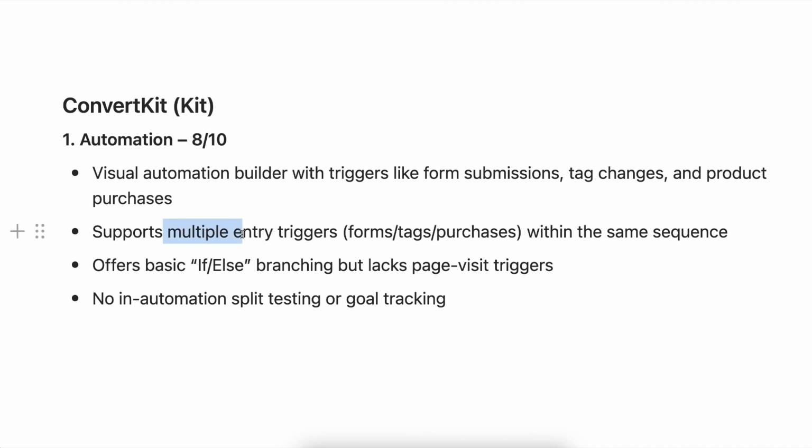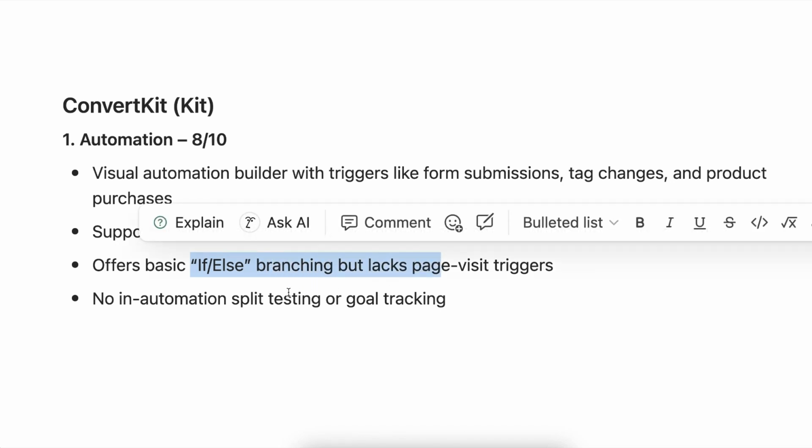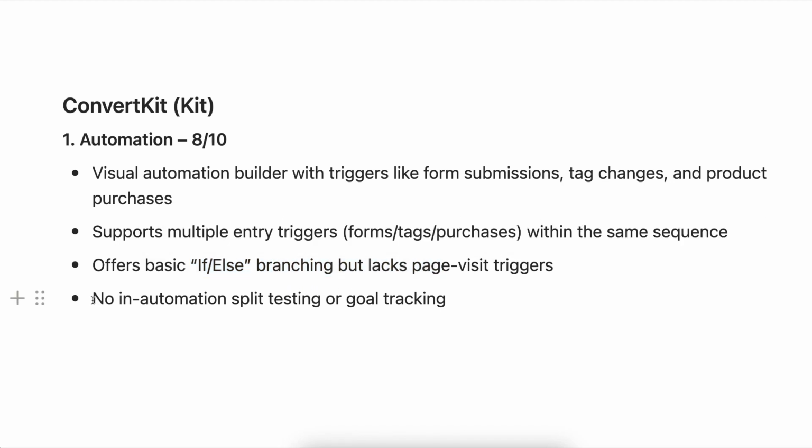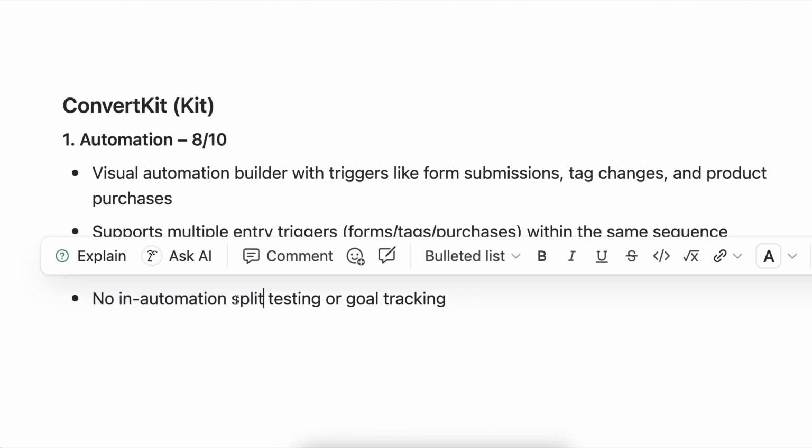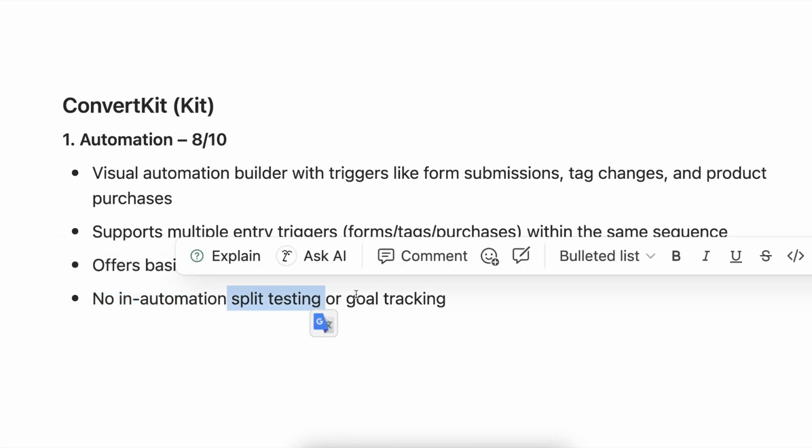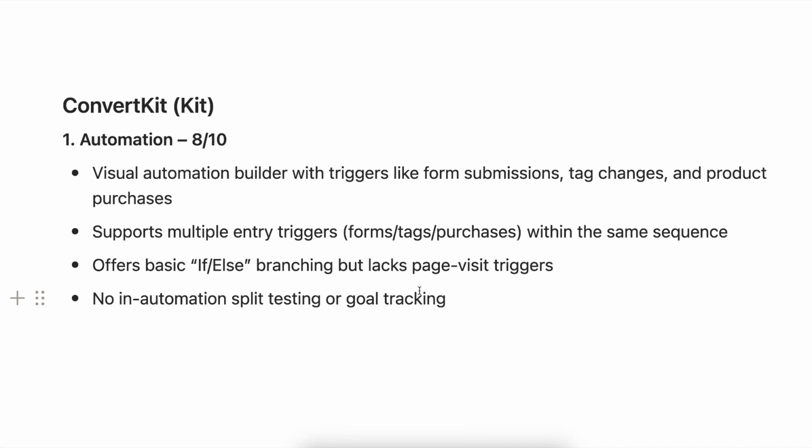You have multiple entry triggers, you have all of the basic if and else branching. The one thing to note here is that there is no in-automation split testing, A/B testing, and goal tracking. So this is something that some other email marketing software have that ConvertKit is still lacking. That's why I'll give it an 8 out of 10 in terms of automations.